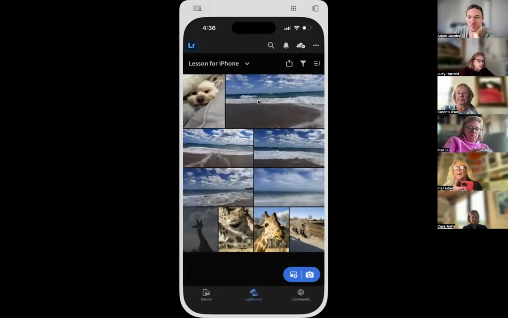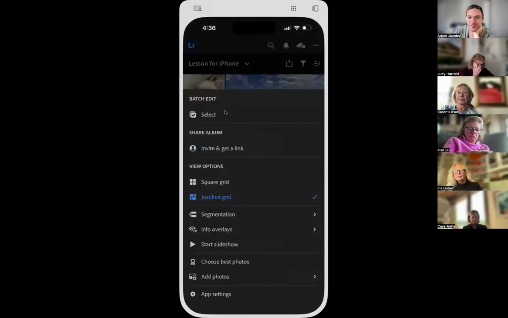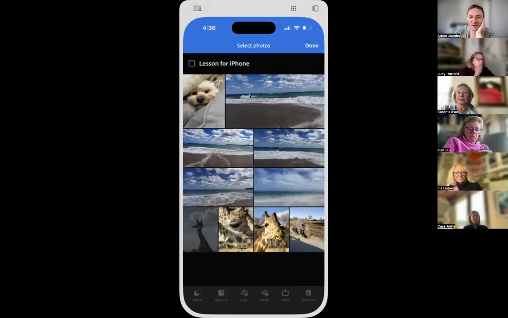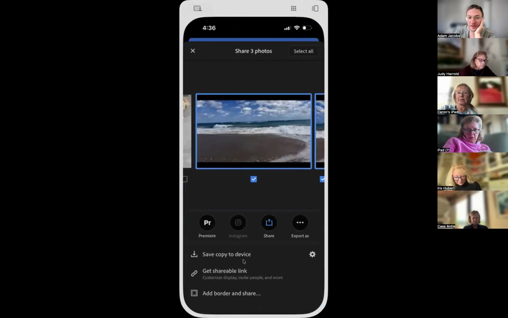So you open the grid, you tap the three dots at the top, select, you tap on the photos you want to change or save, you go share down at the bottom here, and then save copy to device. And that gets it onto the Apple side if you want it on the Apple side.